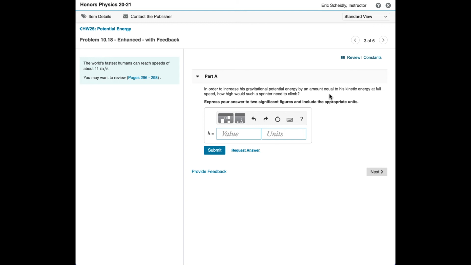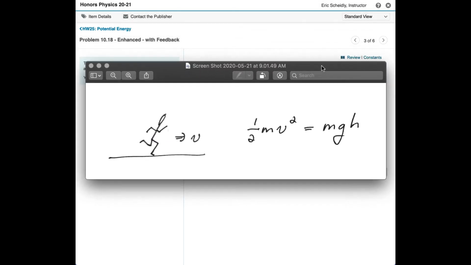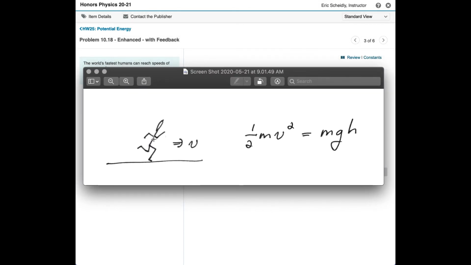Interestingly enough, I'm surprised I didn't phrase it this way. It's sort of, if a person can generate this much kinetic energy, how high can they jump? In here it says climbing, but it might as well say jumping. So all I'm doing is just like I did with the car, comparing the running speed and therefore the running kinetic energy to the gravitational potential energy.